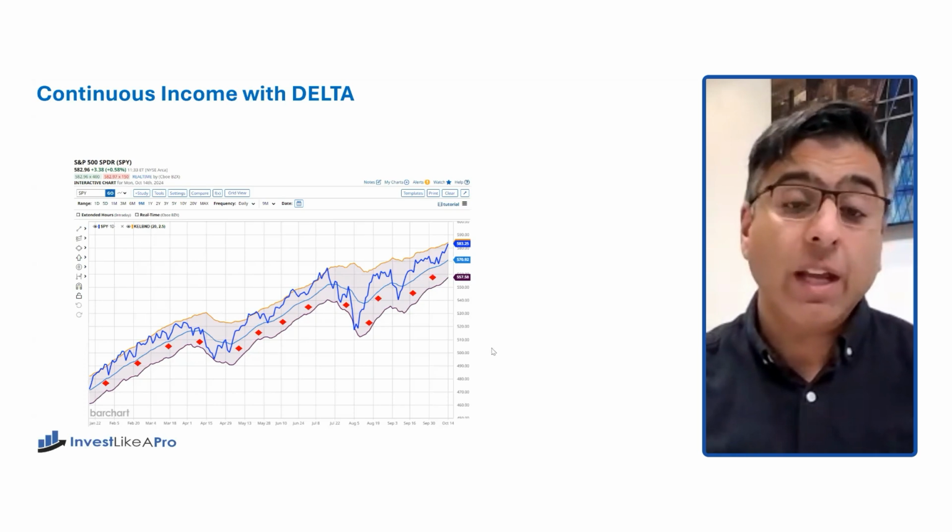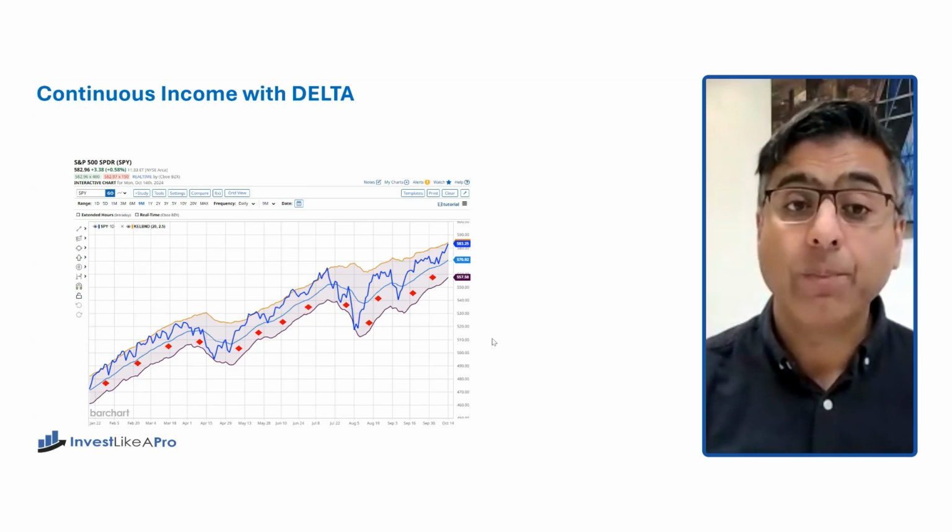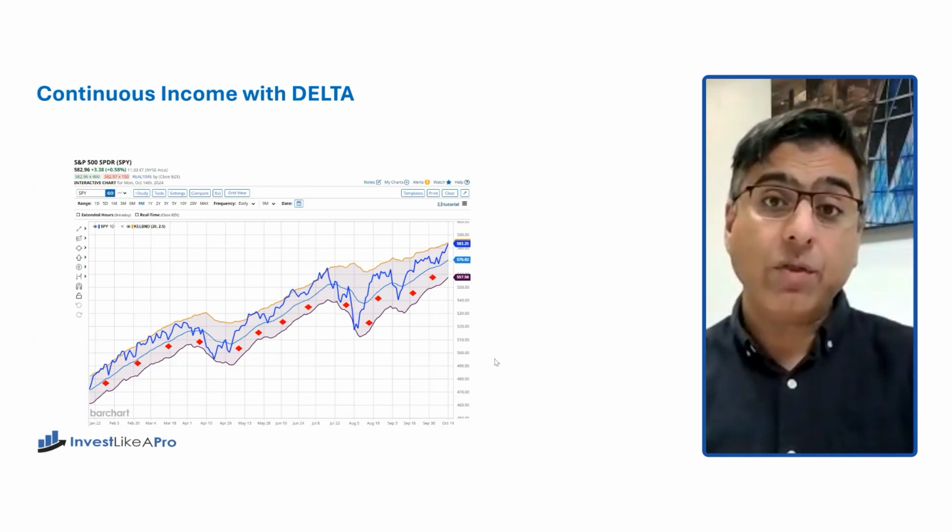So instead of earning income twice in a year, we were earning income all throughout the year. So this is on the S&P 500 index.